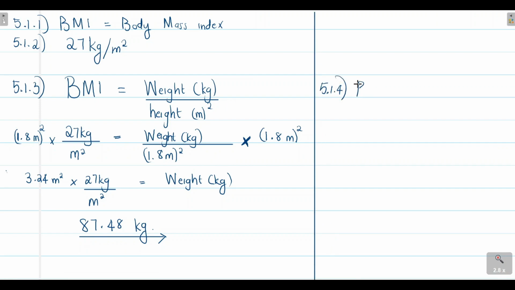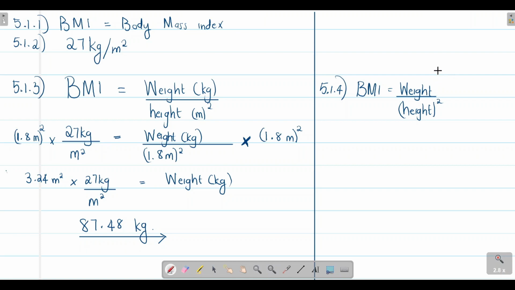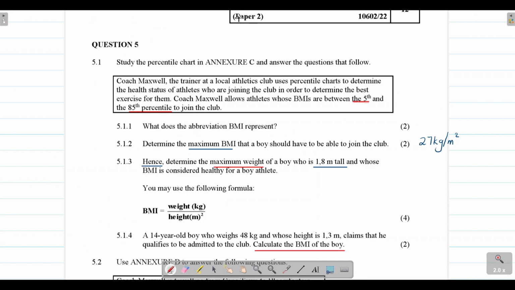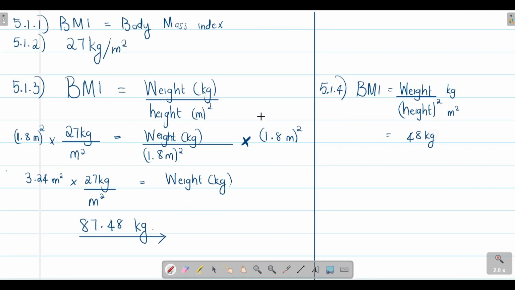We already know that BMI is equal to the weight divided by the height, and I'm going to write it like this so you know it's the height squared. The units for the weight are kilograms, and the units for your height are meters squared. Substituting the given values into this formula, his weight is 48 kilograms and his height is 1.3 meters. So the height needs to be squared.